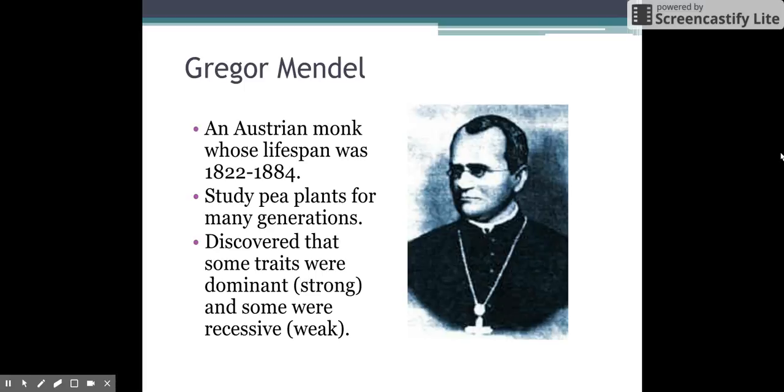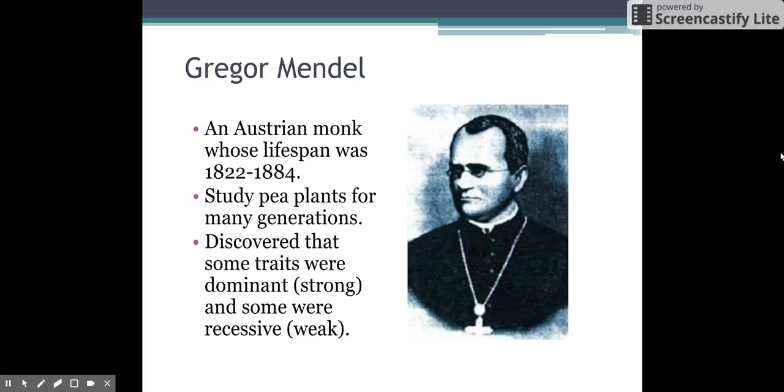Okay, so we're going to do a brief introduction to our chapter. Gregor Mendel is oftentimes seen as the father of genetics. He was an Austrian monk who studied pea plants for many generations. So he gardened and kept track of the traits that the plants were growing with.